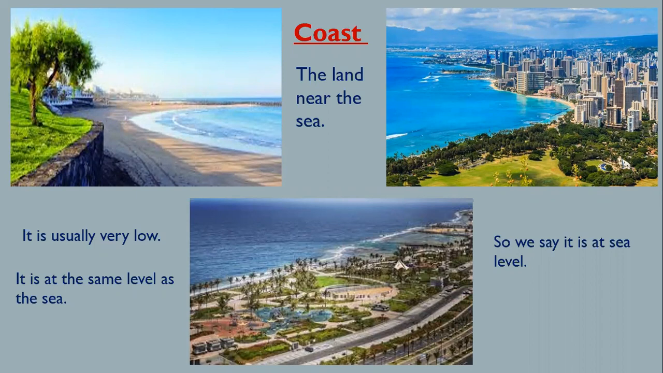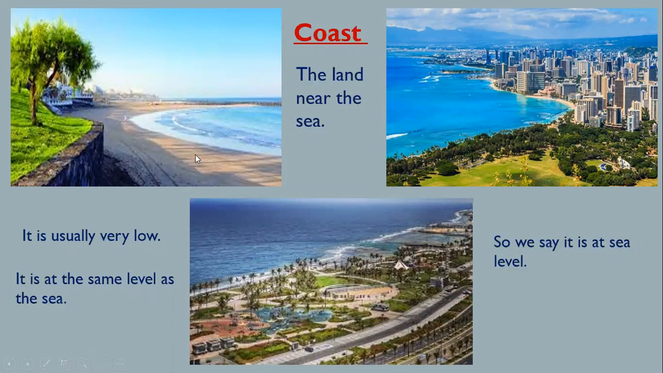What is the meaning of coast? The land near the sea. Just like these pictures, this land part near the sea is called coast. These are the coastal areas. This is the seashore, and all this area which is near the sea is called coast. It is usually very low. Low means at the same level. It is at the same level as the sea.